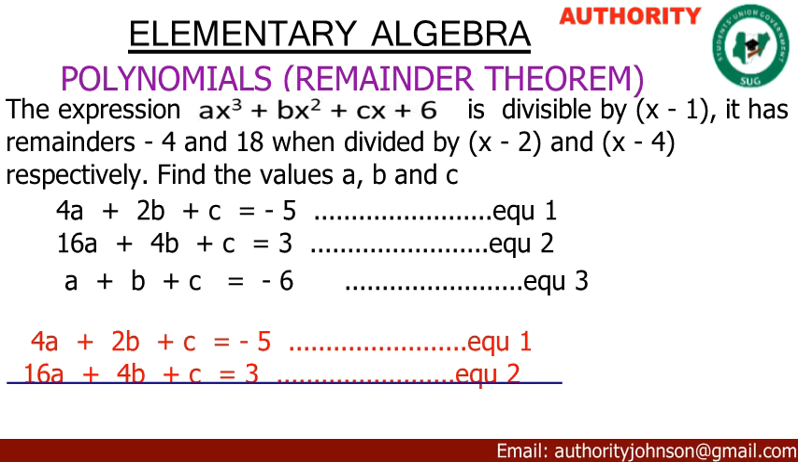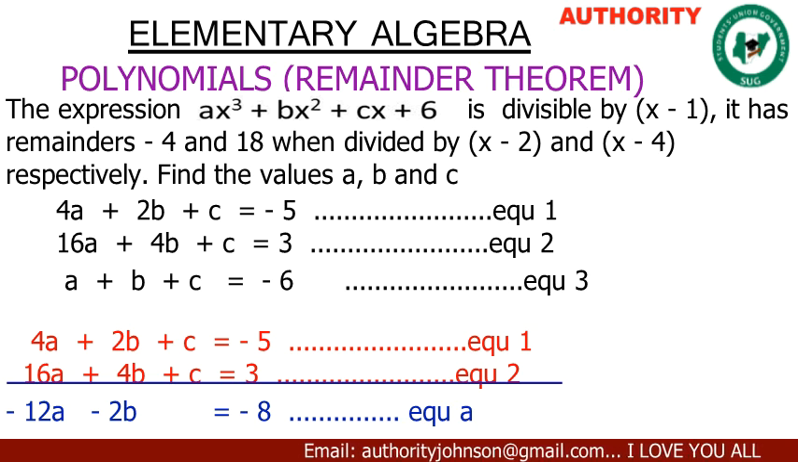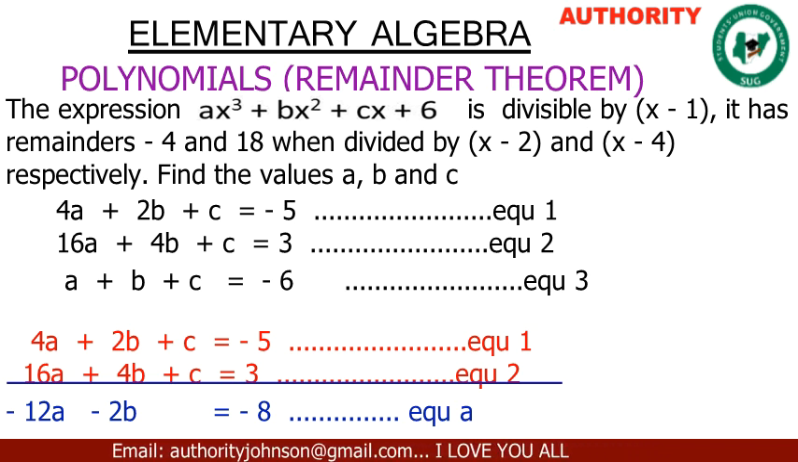We're going to have 4a minus 16a. We are going to have minus 12a. Good. 2b minus 4b, we're going to have minus 2b. Okay, c minus c is equal to 0. Good. Minus 5 minus 3 is equal to minus 8. Let's call this equation A. Good. Hold it.